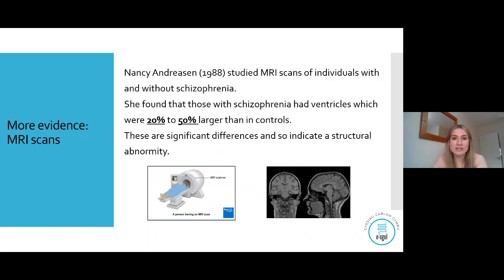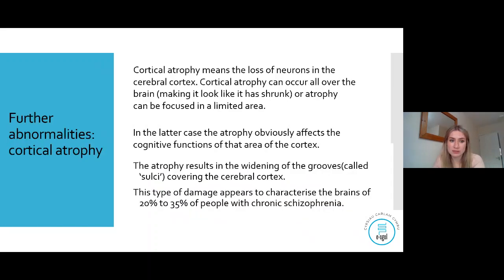Okay, so that's our first section. That's our first structural abnormality, enlarged ventricles. There are other further abnormalities that you can bring into an exam answer here. So the idea is something called cortical atrophy. Cortical, we know, means the cortex. It means the whole of the brain. And atrophy means the loss of the neurons in the cerebral cortex. So all the way across our brain, we lose neurons.